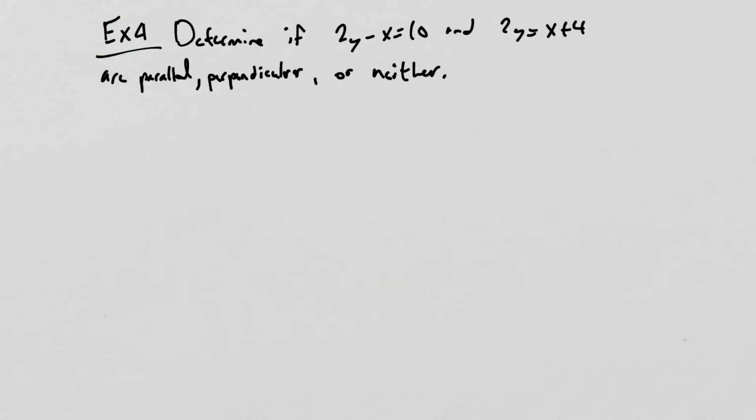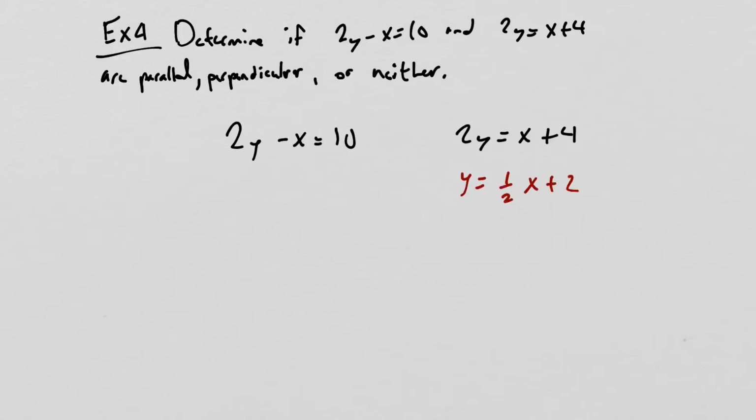Let's have a little look at these lines a little closer. We have a line 2y minus x is equal to 10, and we have another line 2y is equal to x plus 4. The easiest way to find the slope is if we put this into slope-intercept form. So we want to solve both of these for y. Solving the right-hand equation first, we get y is equal to 1/2 x plus 2.